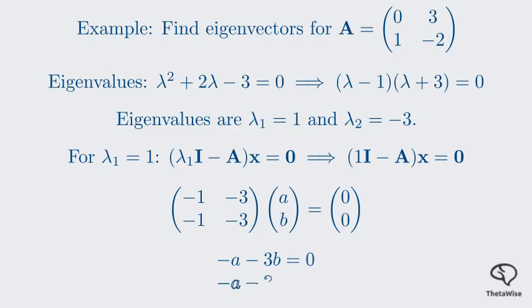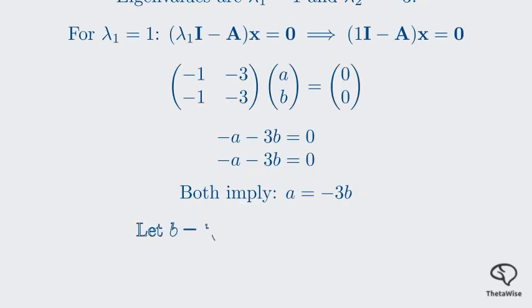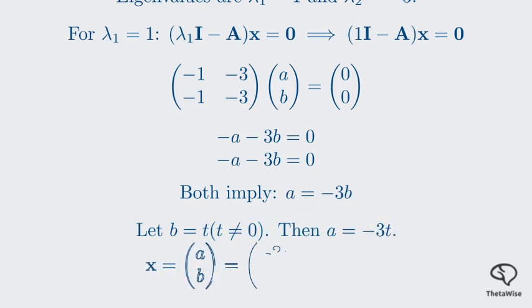Notice that these two equations are scalar multiples of each other, as we expected. The second equation is just negative 1 times the first. Both equations simplify to a equals negative 3b. To find an eigenvector, we can choose any non-zero value for one of the variables. Let's choose b equals t, where t is a scalar. If b equals t, then a must equal negative 3t. Our eigenvector x is therefore negative 3t, t.